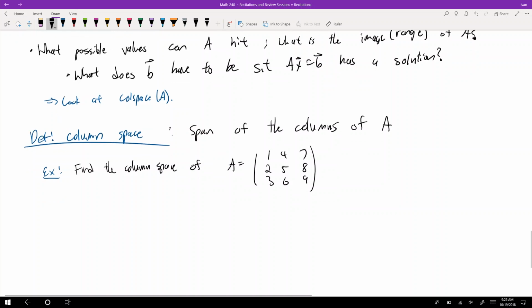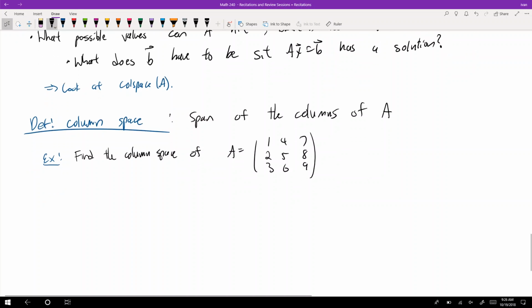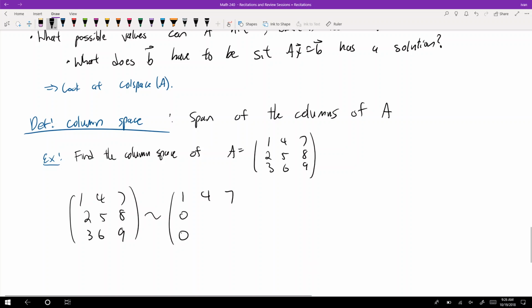Okay, so how do we find the column space? Well, we take this matrix, 4, 7, 2, 5, 8, 3, 6, 9, and we want to row reduce it so we see our pivots. Okay, so we're just going to do some standard row reducing, zero out that first column, and this becomes -3, -6, -6, -12.